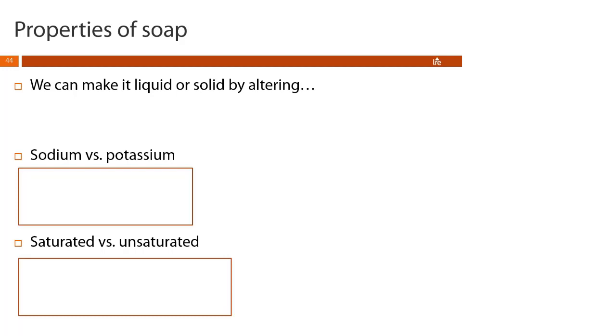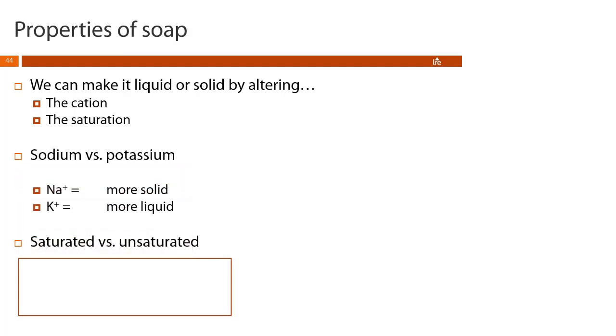So what are the properties of soap? We can make soap liquid or solid by altering two things. We can alter the cation, or we can alter the saturation. So if we saponify our triglycerides using sodium hydroxide, we're going to end up with a more solid soap. If we saponify our triglycerides with potassium hydroxide, we're going to end up with a more liquid soap. There are a few reasons why you get a difference in solidity based on which cation you use, but one of the reasons that is within the scope of this class is atomic radius.